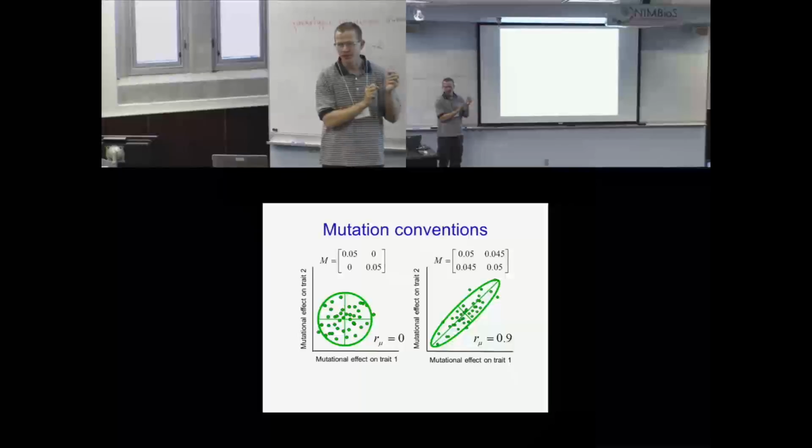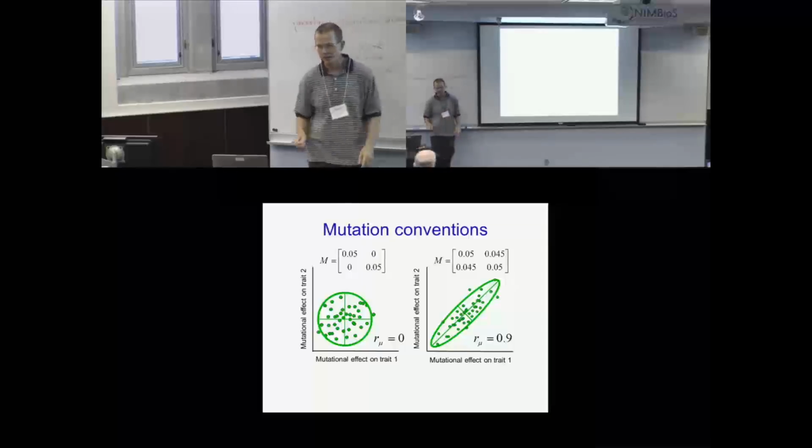So you just draw a random number from a bivariate normal distribution. Then you get two effects, trait 1 and trait 2. You add them to the existing effects, and that's your new allelic effect. And then those allelic effects are always inherited together for a particular allele.